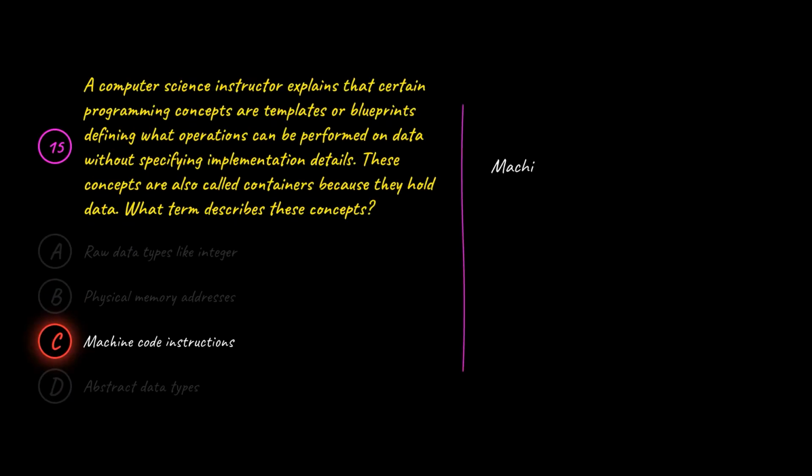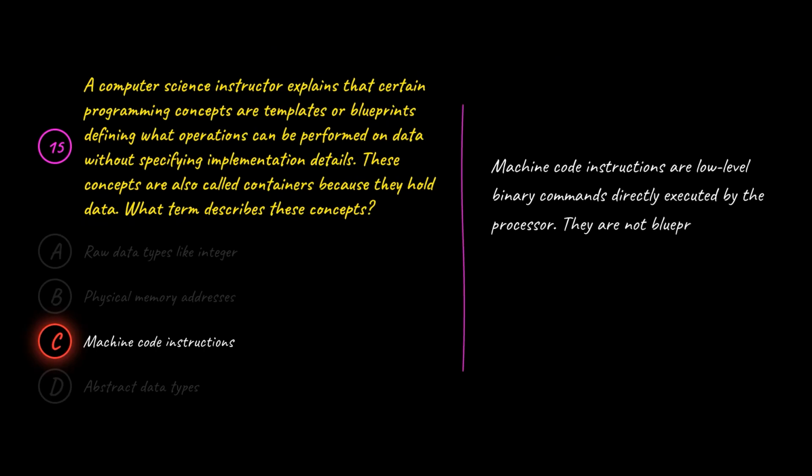C is wrong because machine code instructions are low-level binary commands directly executed by the processor. They are not blueprints for organizing data and its permitted operations, but rather the final executable form of compiled programs.